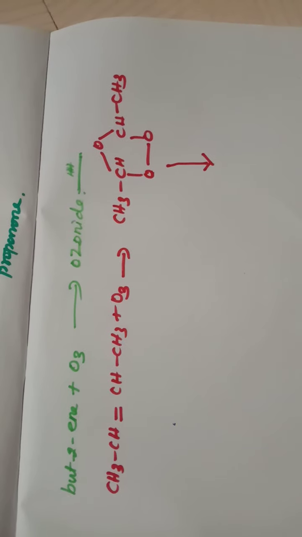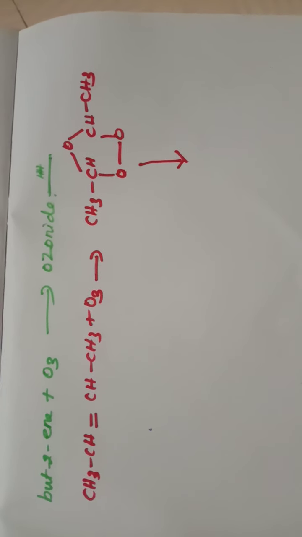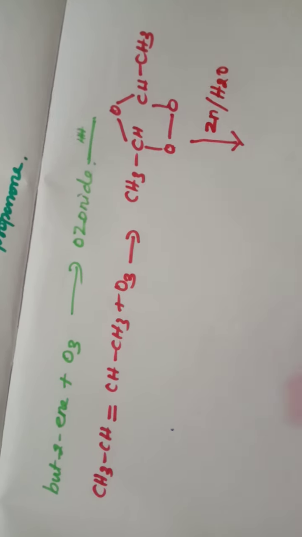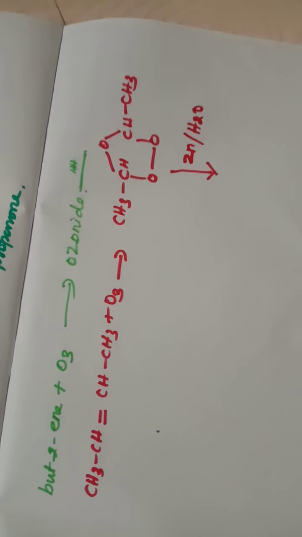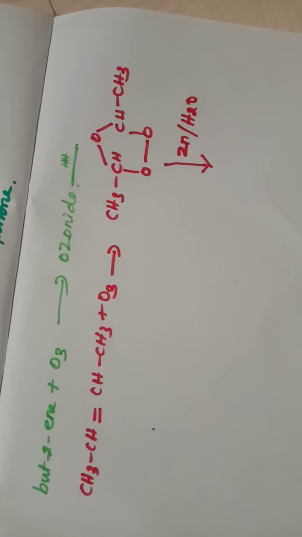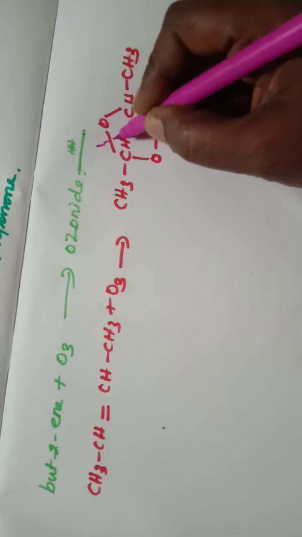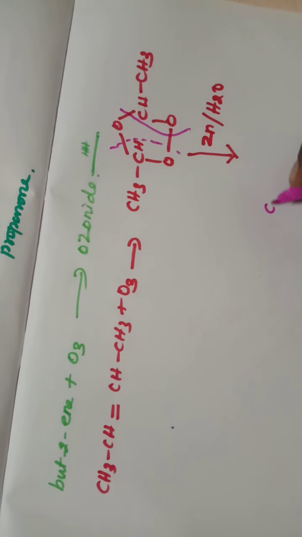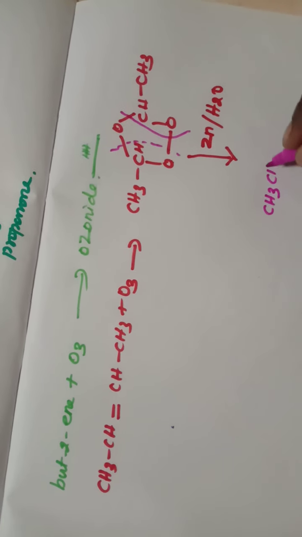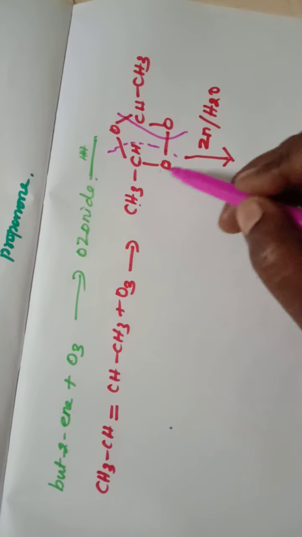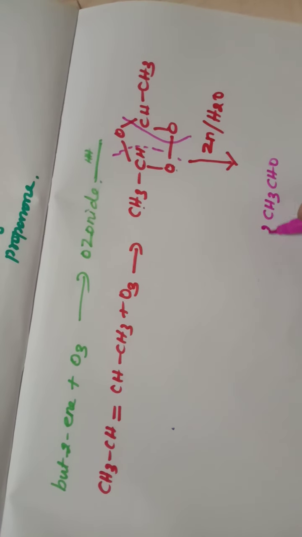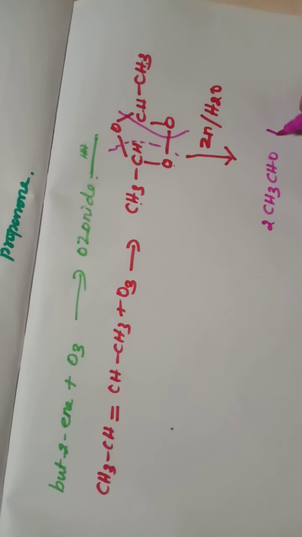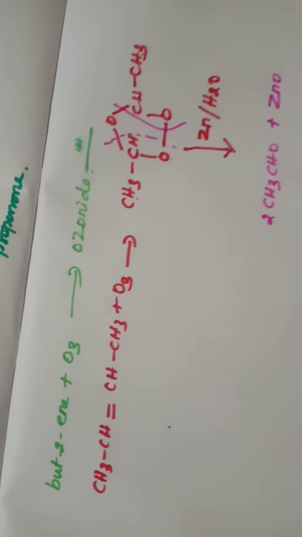with zinc dust followed by hydrolysis, cleavage of the bond takes place. So the bond is cleaved here and here also. So we will be getting CH3 CHO, CH3 CHO. In the same way, two molecules of aldehyde CH3 CHO and ZnO.